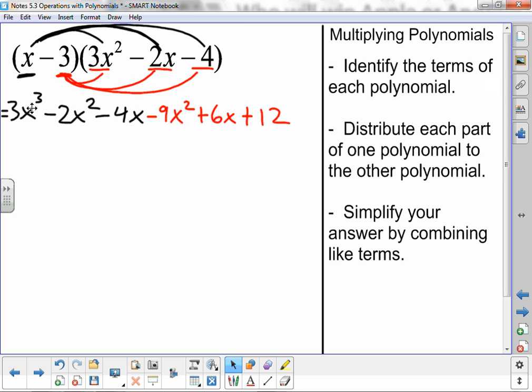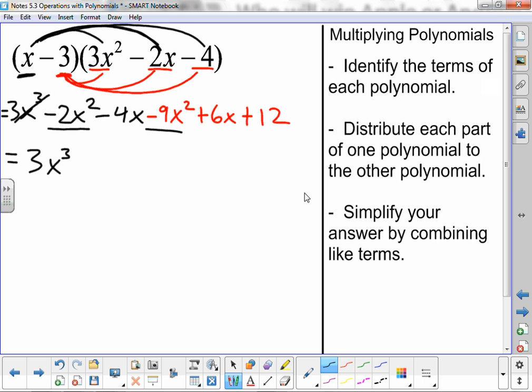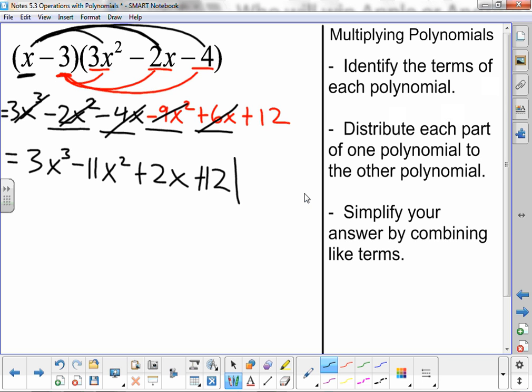So once again, start with the highest exponent on the variable, which is x cubed. There's no other x cubes, so we're just going to bring down 3x cubed. Cross it off because you're done with it. Now go to squareds: negative 2x squared and negative 9x squared, which is negative 11x squared. Cross them off because you're done with them. Go to the negative 4x and the positive 6x. Opposite signs mean subtract, so 6 minus 4 is a positive 2x. Combine those, and your 12 is just left there by itself. And that's how you multiply.